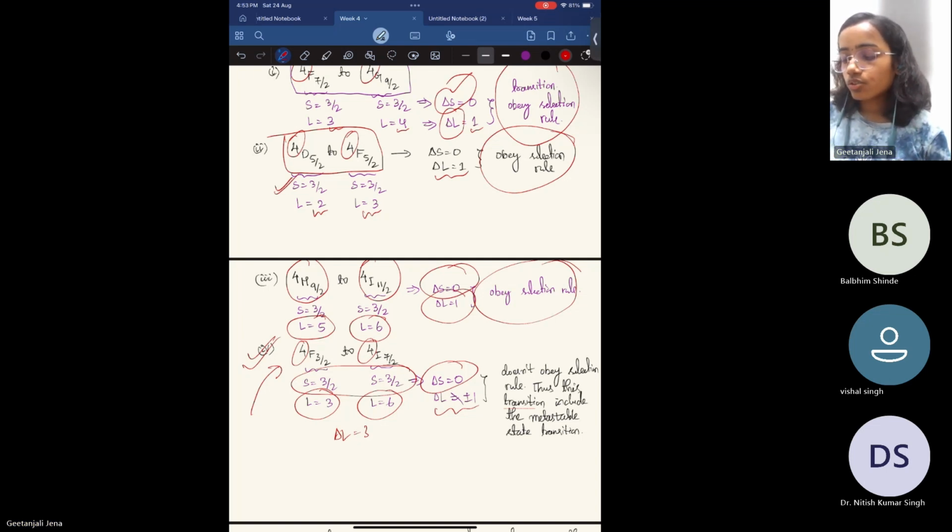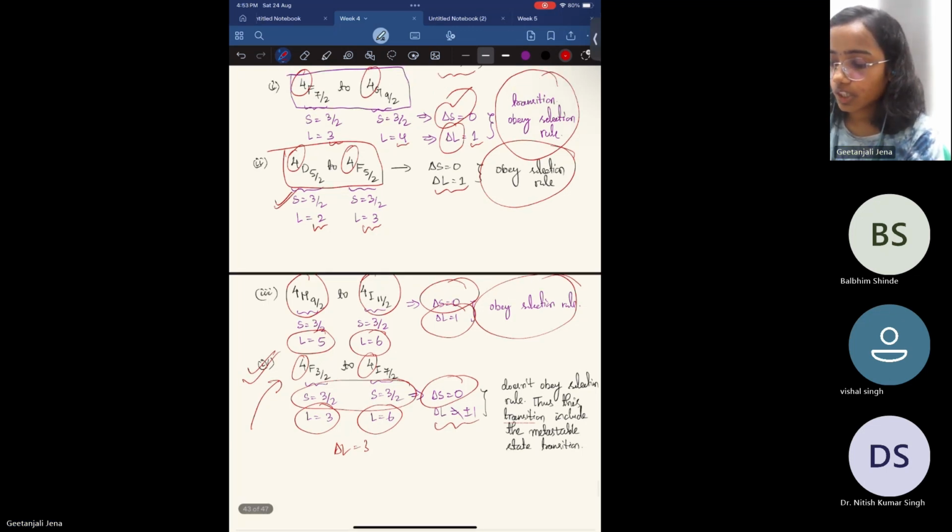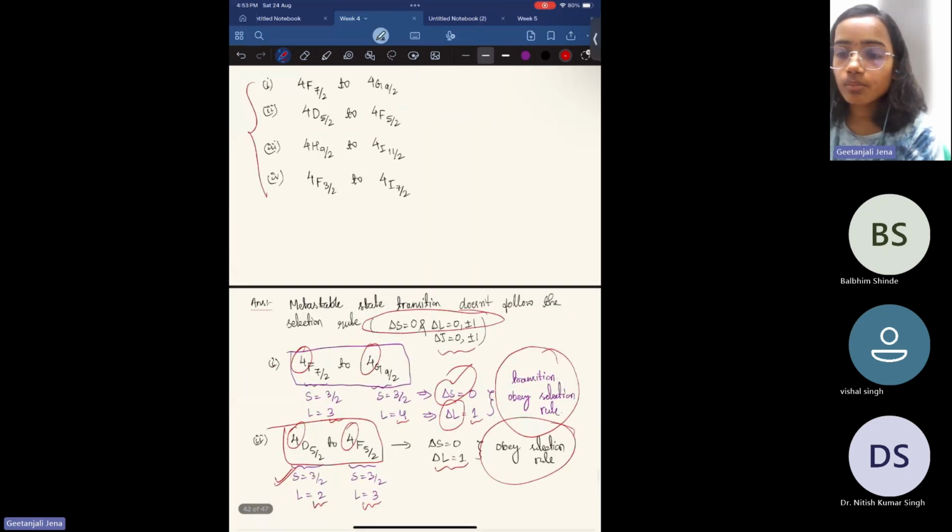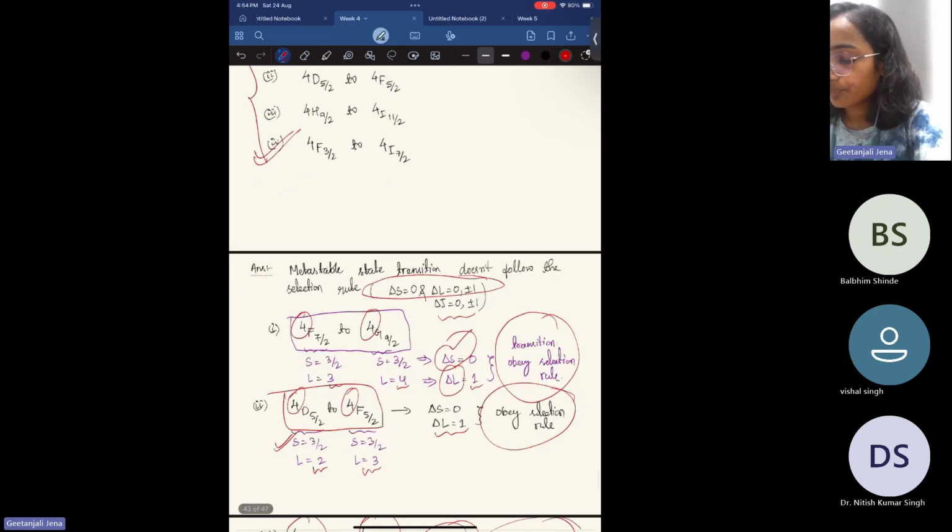Okay. So you can see here how a simple concept can help you find out whether there is an involvement of a metastable state in this problem or not. You just have to remember that metastable states do not follow the selection rule. In this way, you can find the transition which includes a metastable state, which is the fourth option here.